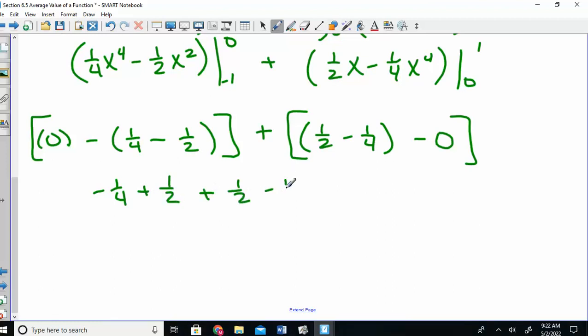Distribute our negatives. 1/2 plus 1/2 is 1. Negative 1/4 plus negative 1/4 is negative 1/2. So 1 minus 1/2 is 1/2. So you might have to set up more than one integral.